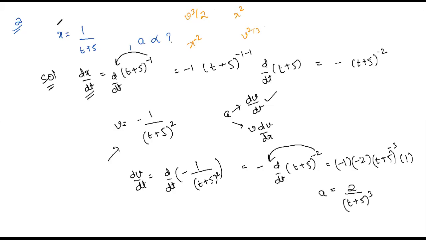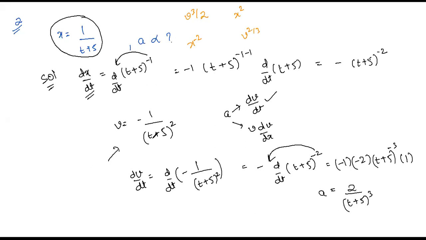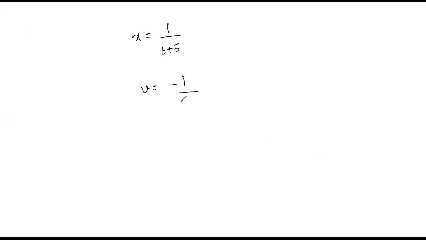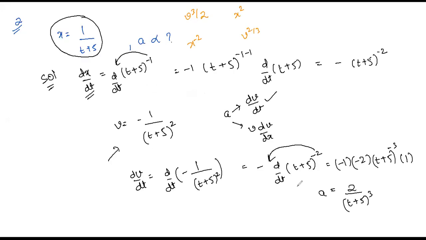So first, see what was x. The value of x given was 1 by t plus 5. Right here, x was 1 by t plus 5. What is the value of velocity given? Value of velocity is given as minus 1 by t plus 5 whole square. Then you have acceleration a. We got this as 2 by t plus 5 whole cube.